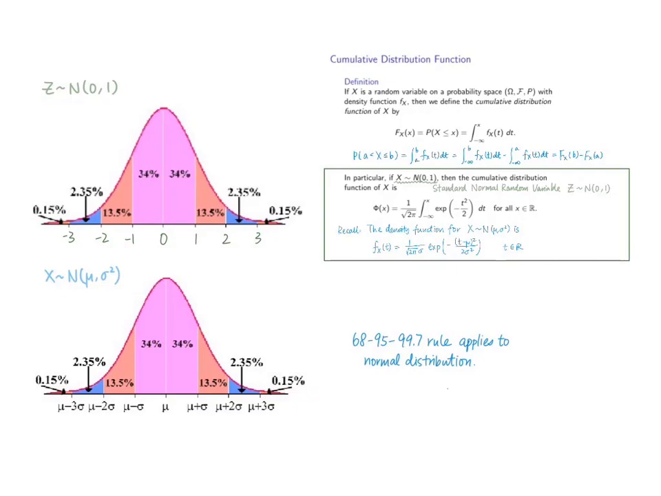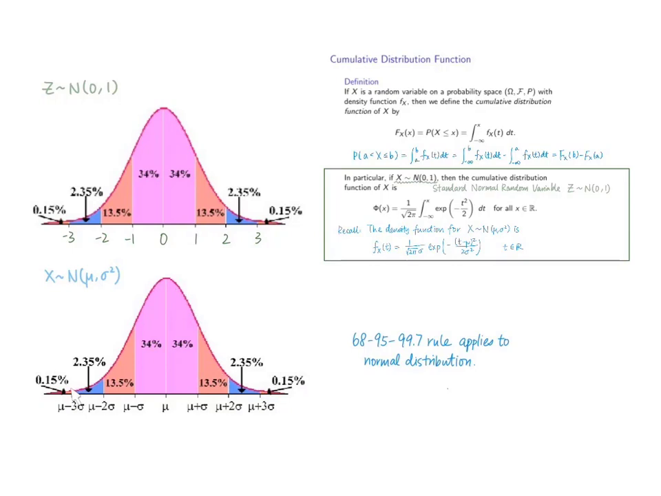In previous video, we mentioned the 68, 95, 99.7 rule for normal distribution. That is, there is a 68% chance that the value of the normal random variable is within one standard deviation from the mean mu. There is a 95% chance that the value of the normal random variable is within two standard deviations from the mean. And there is a 99.7% chance that the value of the normal random variable is within 3 standard deviations from the mean.